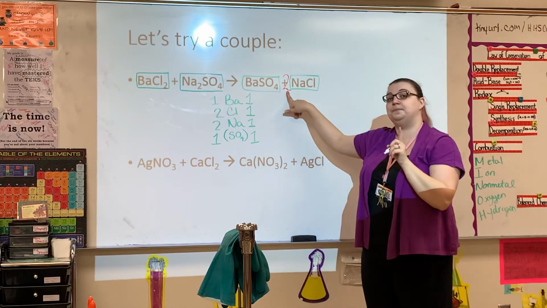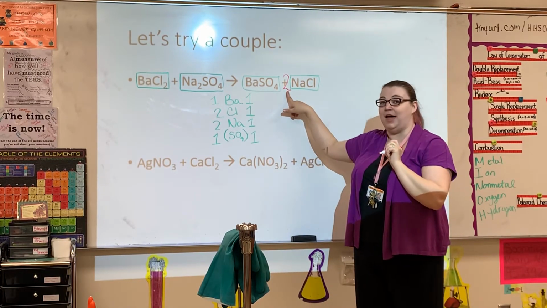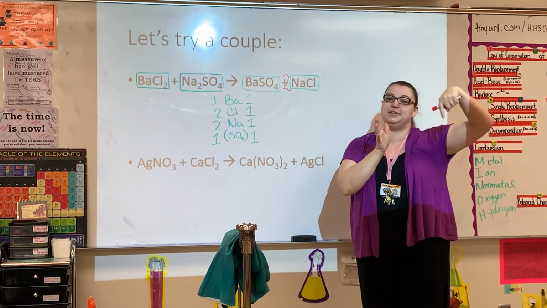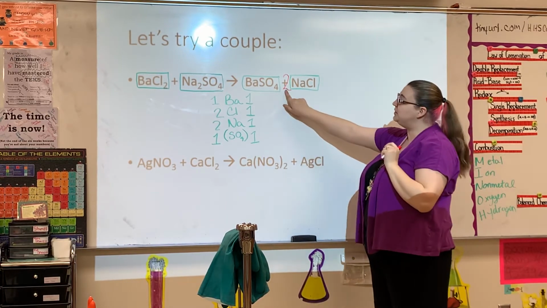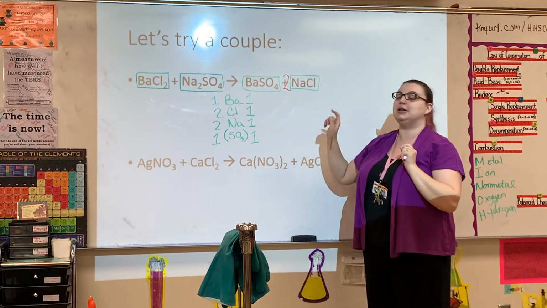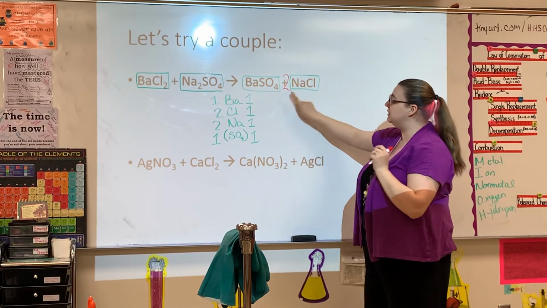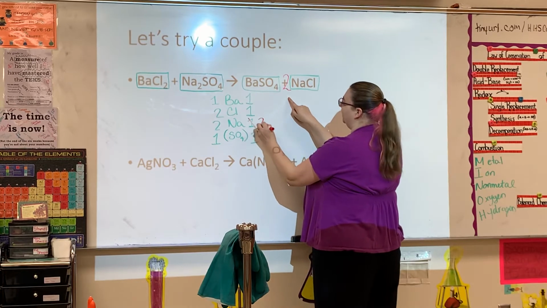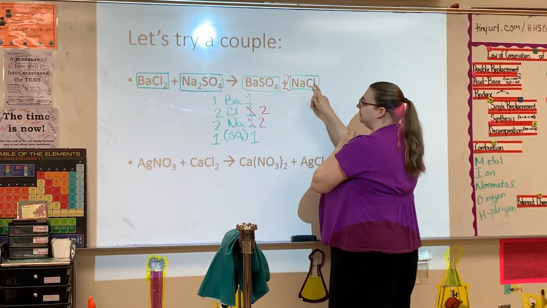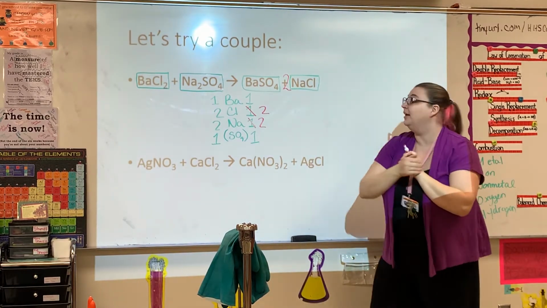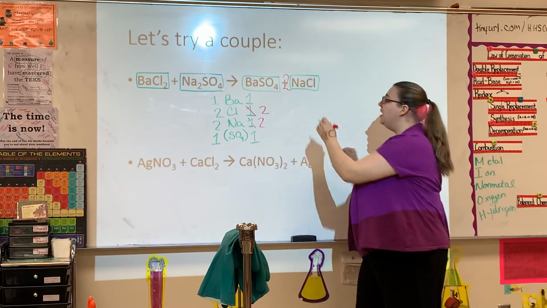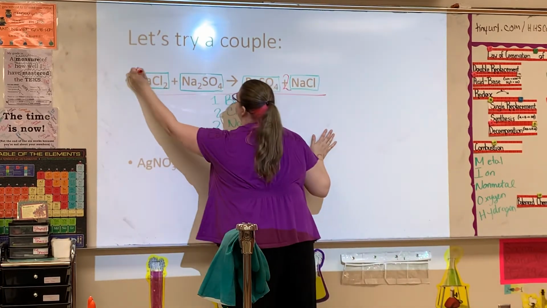Now, this is just like in math class. If I put a 2 in front of a parentheses, it applies to everything in the parentheses. If I put a 2 in front of this box, it applies to everything in the box. So this is going to give me 2 sodiums and 2 chlorines. And would you look at that? 1 and 1, 2 and 2, 2 and 2, 2 and 2. This up here is my balanced chemical equation.